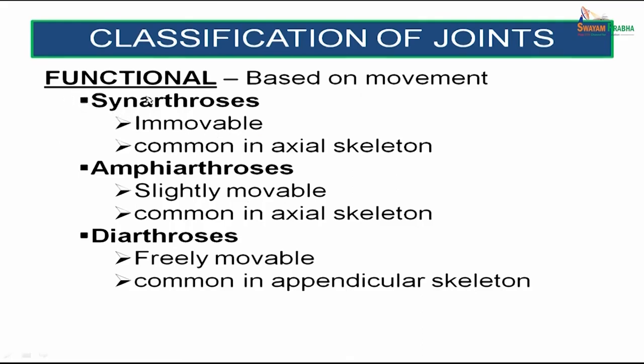The second classification is functional, that is based on the movement. So, the joints can be classified as synarthrosis, amphiarthrosis or diarthrosis. Synarthrosis means the joint is immovable, which is commonly seen in the axial skeleton. The joint is called as amphiarthrosis when it allows slight movement. These are also seen in the axial skeleton. The joint is called as diarthrosis when it is a freely mobile joint. They are commonly found in the skeleton called the appendicular skeleton or the skeleton of the limbs.